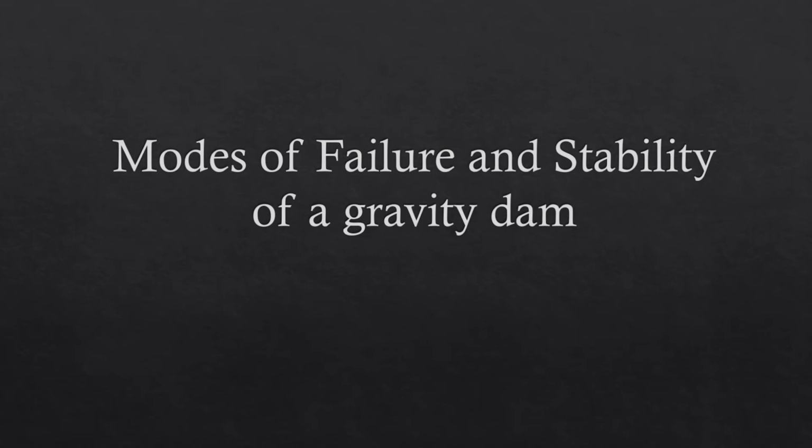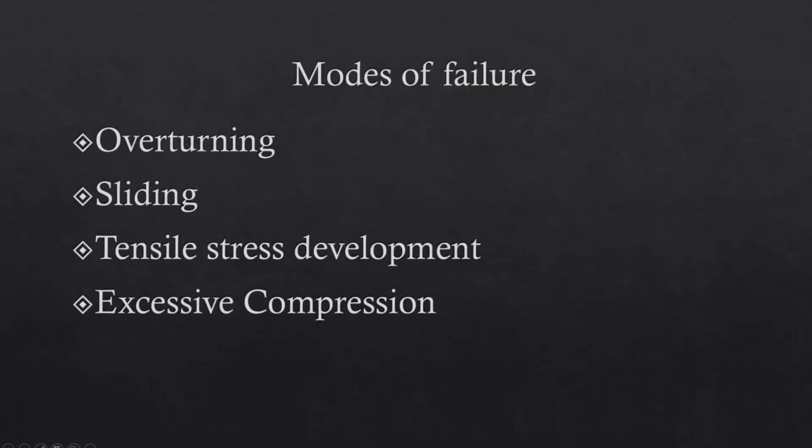So now that we have learned about the different forces acting on a gravity dam and how to calculate them, we can talk about the different modes of failure and how those forces are going to affect the stability of a gravity dam. When it comes to modes of failure, there are four principal modes, major ways in which a gravity dam can fail.